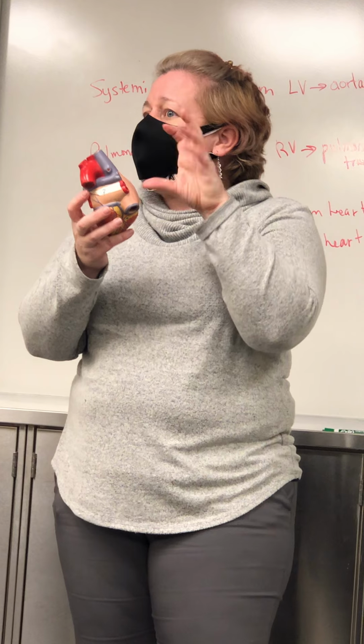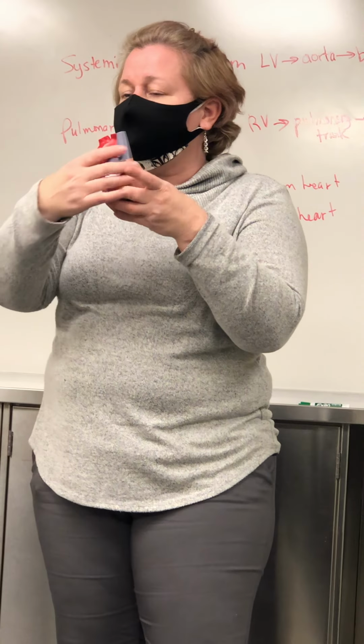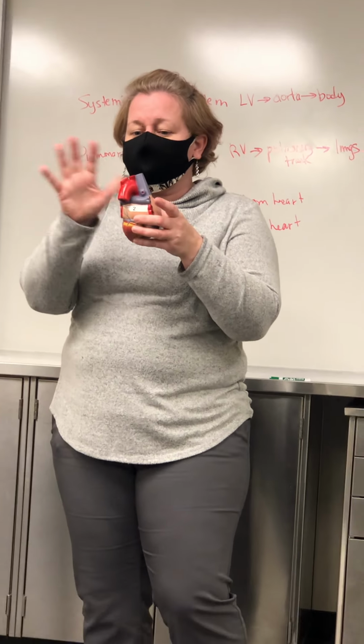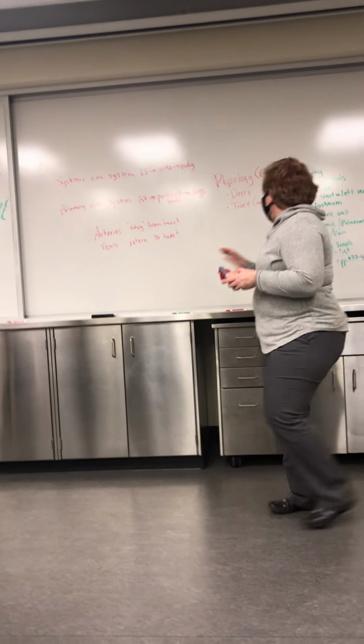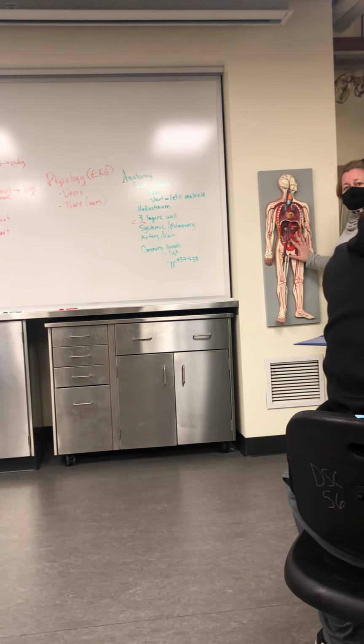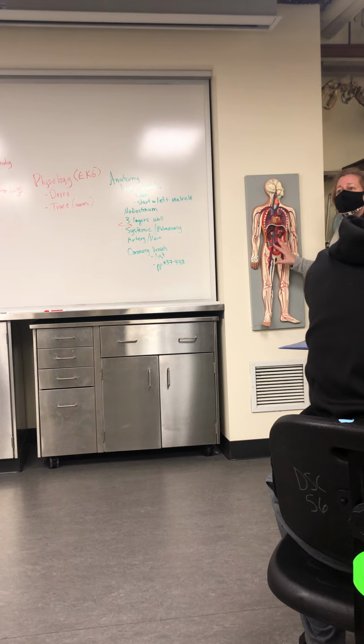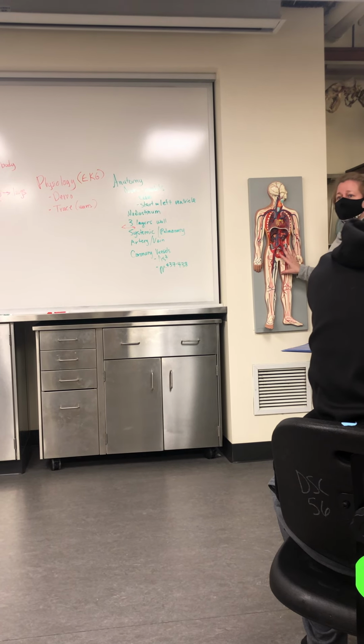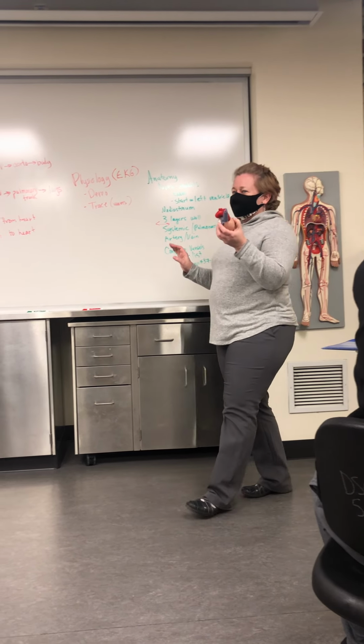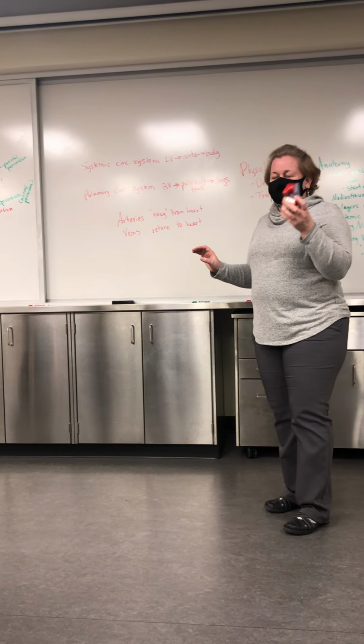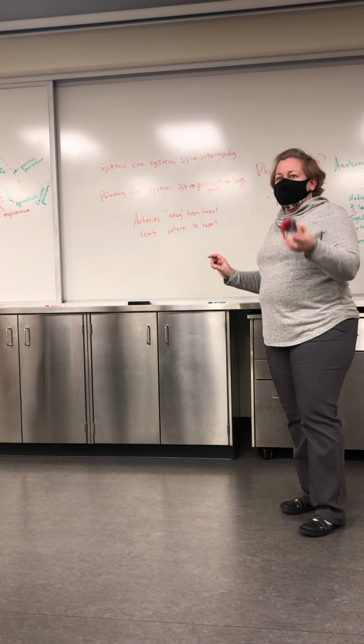So you have to turn your mind a little bit when you're thinking about the pulmonary system. It changes from what you expect. Normally, in the systemic circulatory system, arteries are red, veins are blue. In the pulmonary system, though, arteries are blue, veins are red.